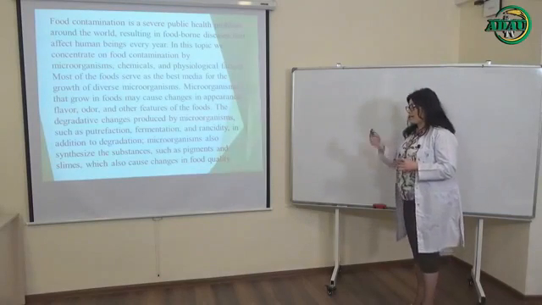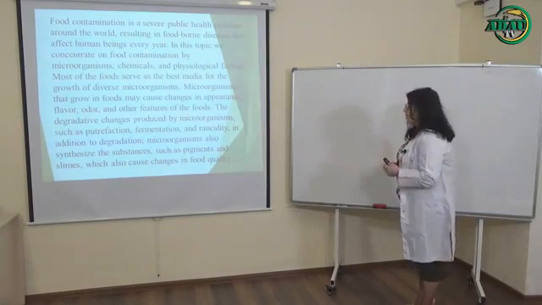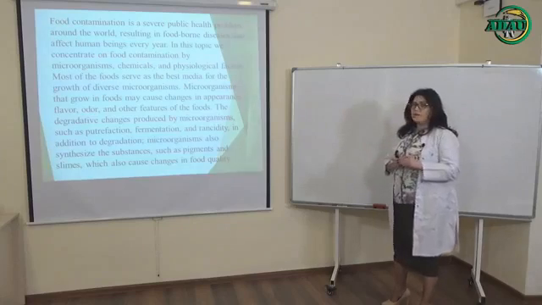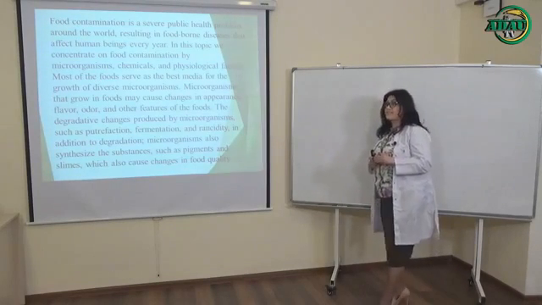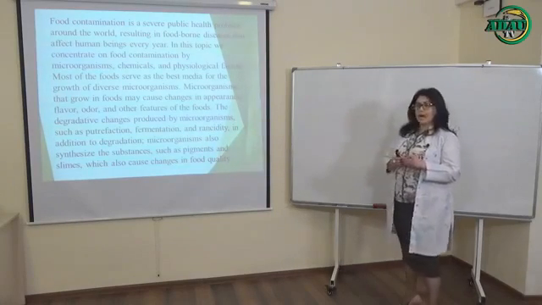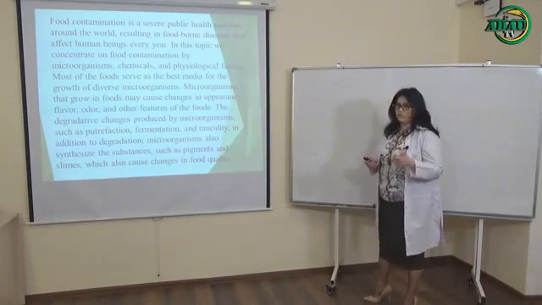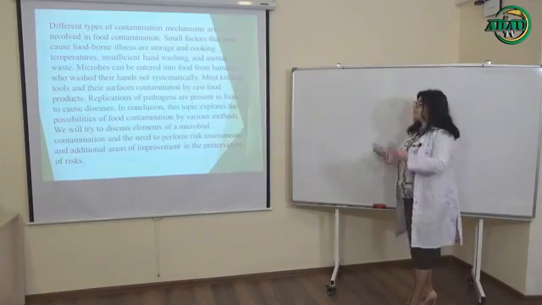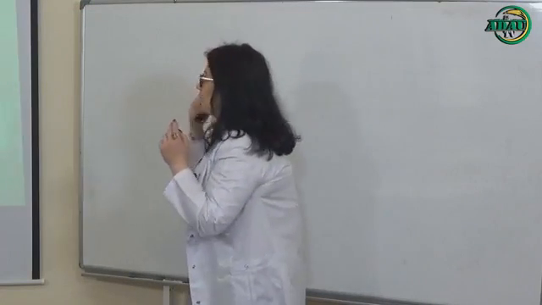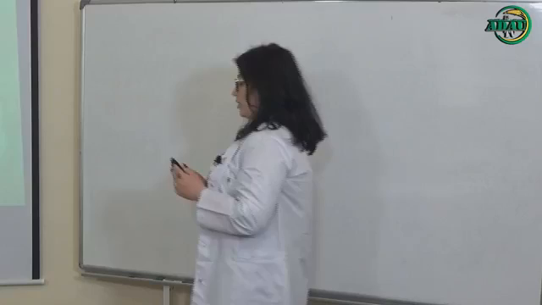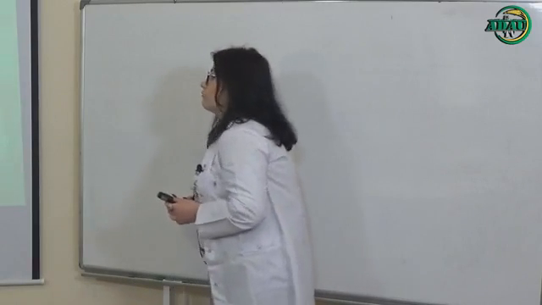Also, there are degradative changes produced by microorganisms such as putrefaction, fermentation, and rancidity. In addition to degradation, microorganisms also synthesize substances such as pigments and slimes, which also cause changes in food quality and food appearance. Next slide. So, briefly about mechanisms of food contamination. I'm sorry. Okay. There are different types of contamination mechanisms that are involved in food contamination.